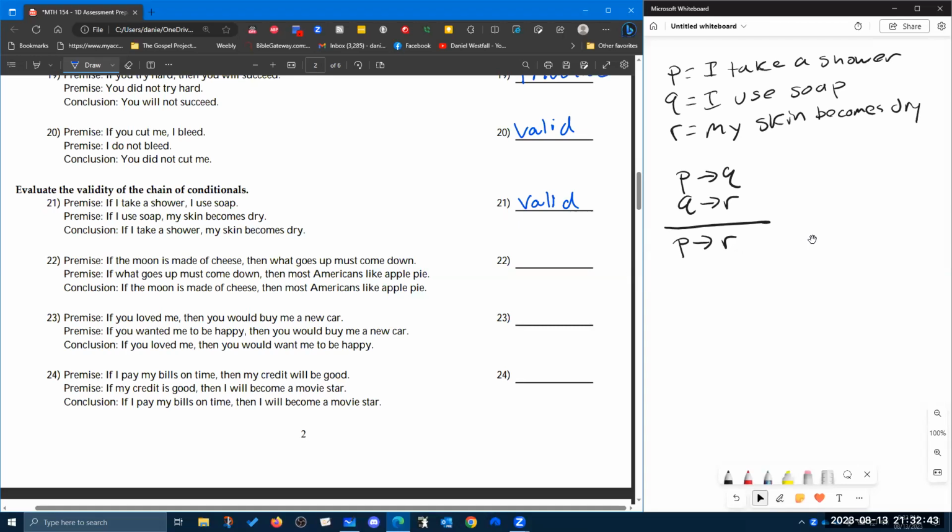So that's completely valid. It's like if A equals B and B equals C, then A equals C, but it's not equality here. It's conditional statements. So if this domino knocks that domino over and that domino knocks that domino over, then pushing the first domino over is going to knock over the third domino.